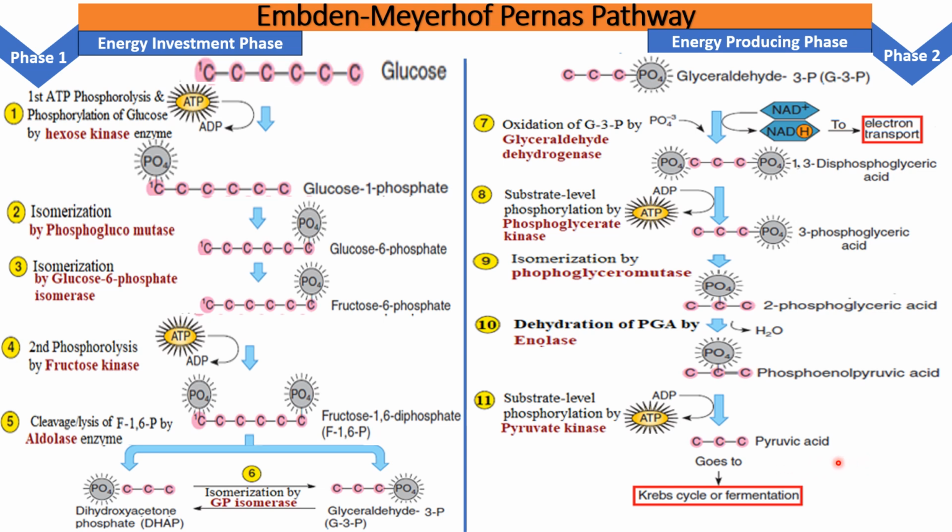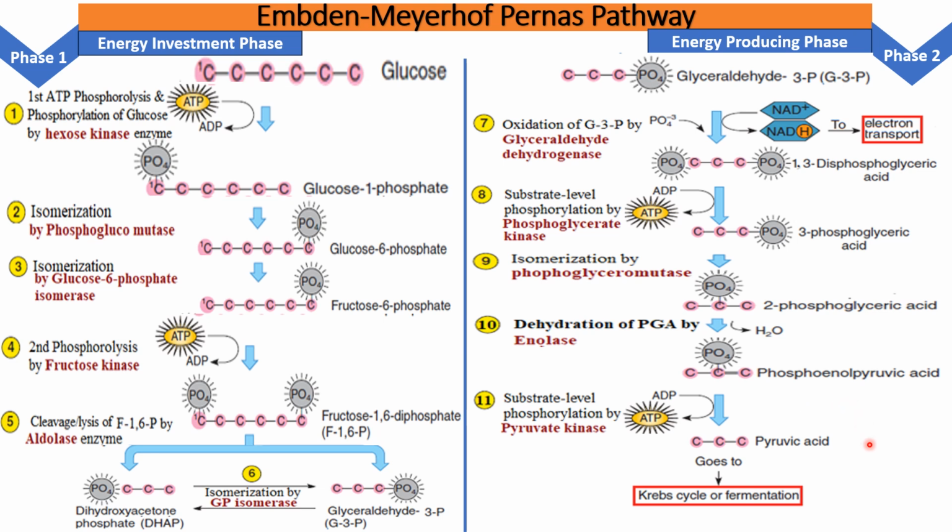So at the end of glycolysis, the two compounds, dihydroxyacetone phosphate and glyceraldehyde phosphate, are converted into pyruvic acid. 2 ATP are produced, and then 1 NADH is produced from each of them. So in total, 2 ATPs are invested during the energy investment phase, while in the energy producing phase, 4 ATP are produced, 2 ATP from glyceraldehyde phosphate and 2 from dihydroxyacetone phosphate, and then 2 NADH are also produced, 1 from glyceraldehyde phosphate and 1 from dihydroxyacetone phosphate.